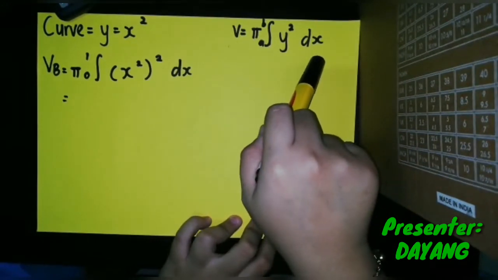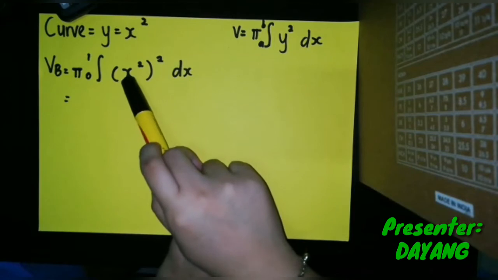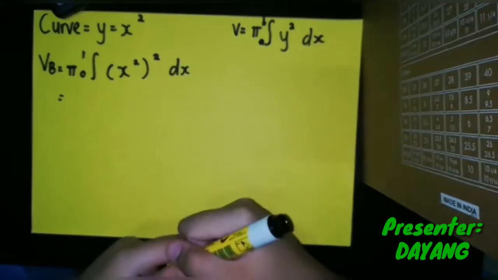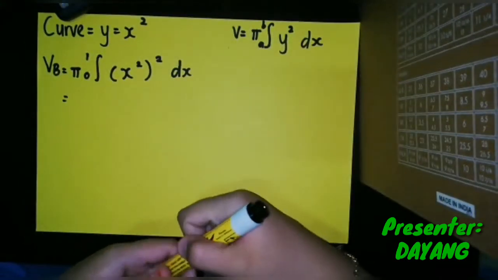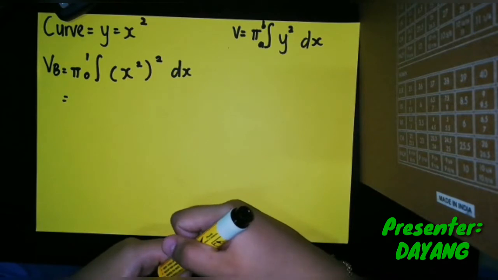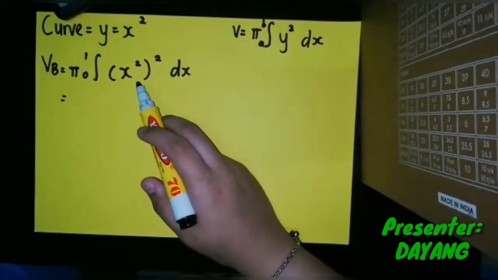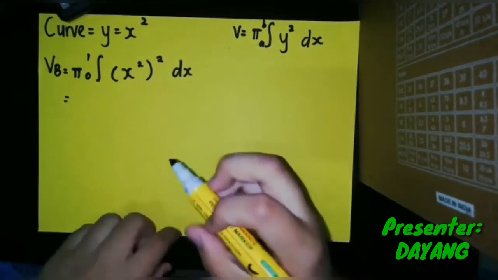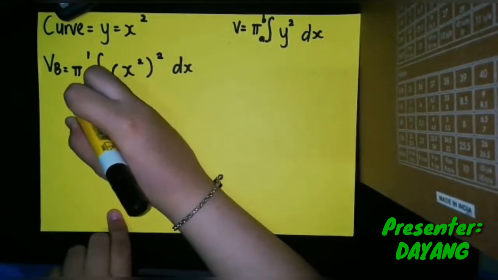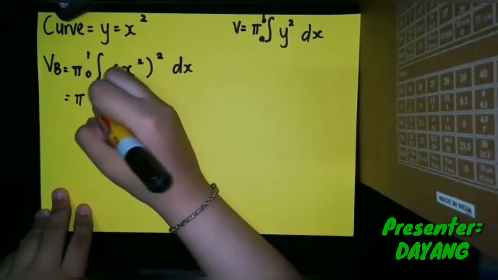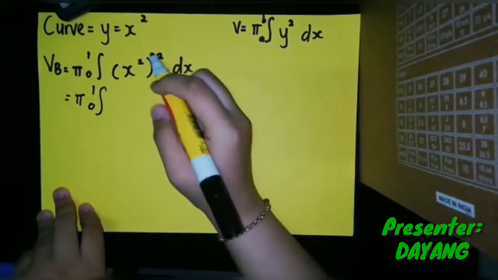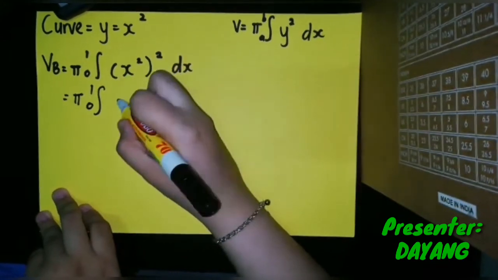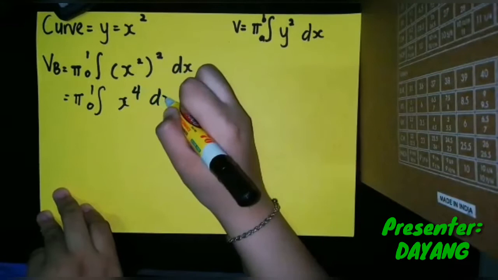After you insert the equation in this formula, you will get this equation, which is V equal to pi, the limit given 1, 0, open bracket x squared close bracket power of 2 dx. Next, pi, the limit given 1, 0. To make the bracket disappear, it will become x power of 4 dx.